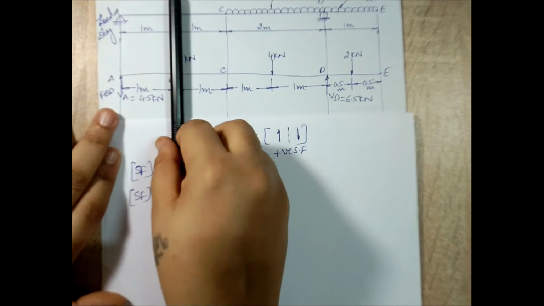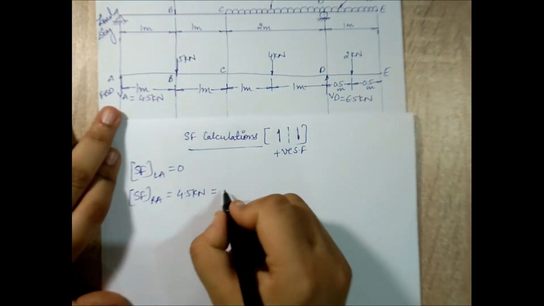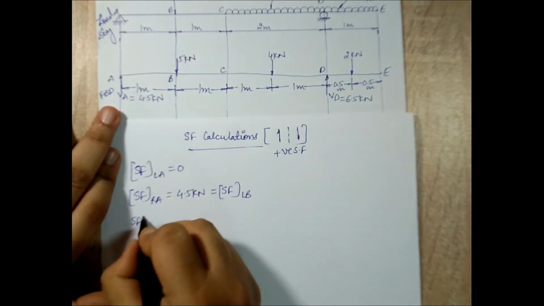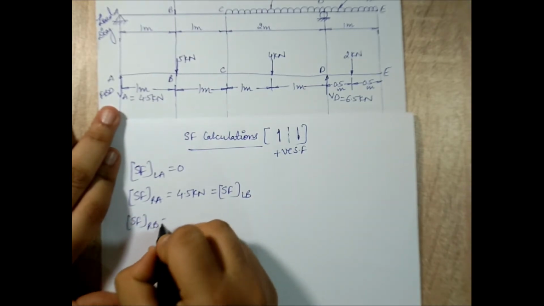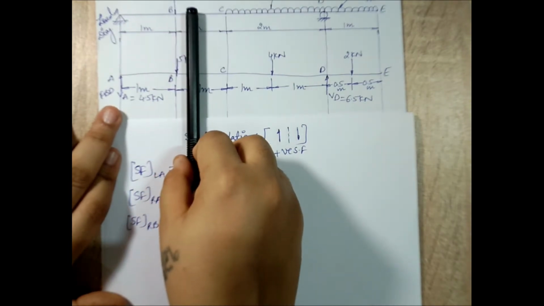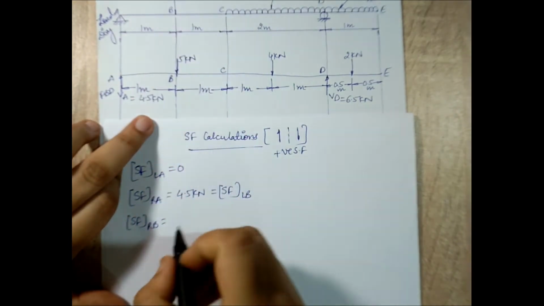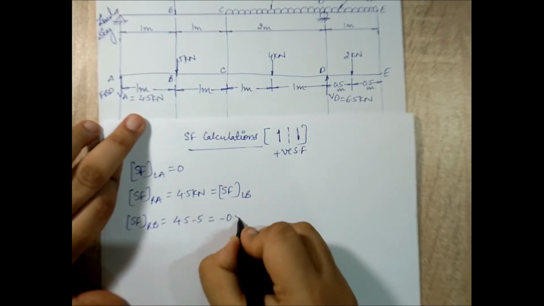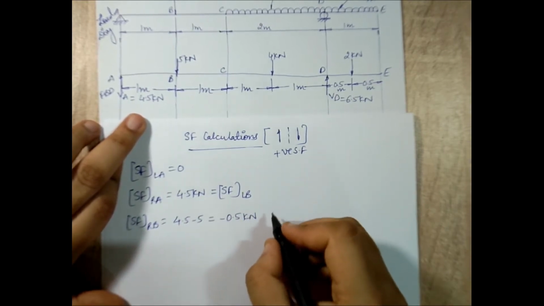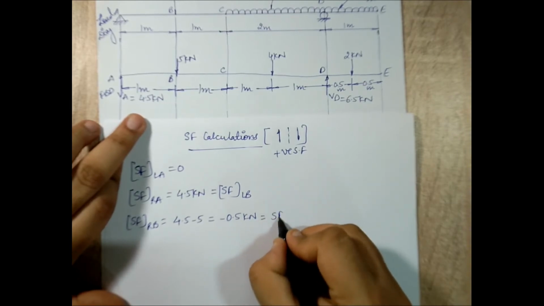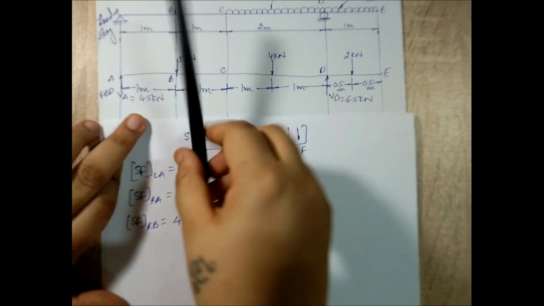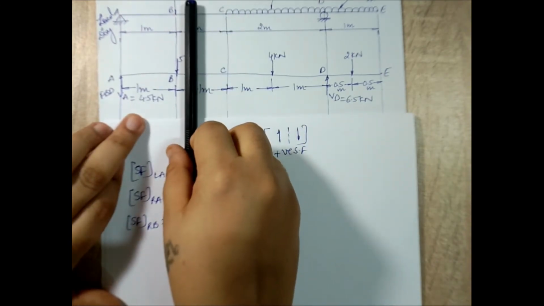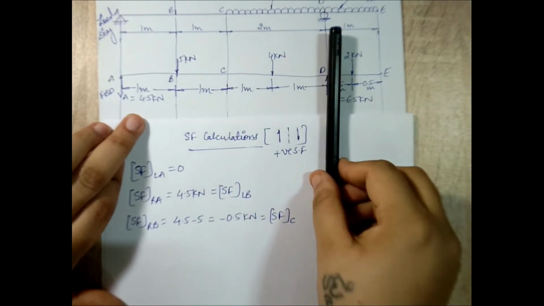Next I'll stand at B and I look to the left. I get the same value that I got here, so it is equal to shear force to the left of B. For shear force to the right of B, I'll move a little ahead of B. So 5 kilonewton downwards also becomes visible. So I have 4.5 minus 5 is minus 0.5 kilonewton, which will be equal to the shear force at C, because when I stand at C, I'll see the same thing which I saw by standing to the right of B.